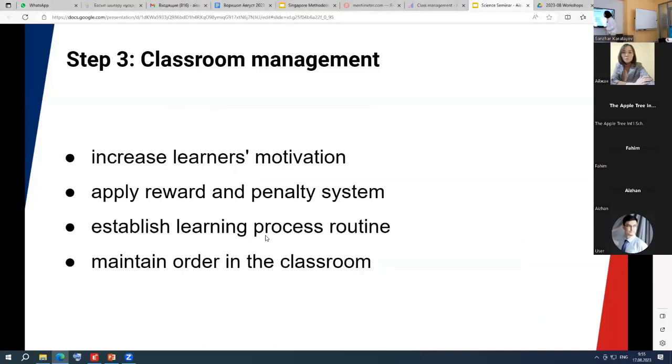Yes, I see. Okay, yes, pair share, an effective method of classroom activity. Agree? Yes, so we have different ways of improving classroom management. It's increasing learners' motivation.